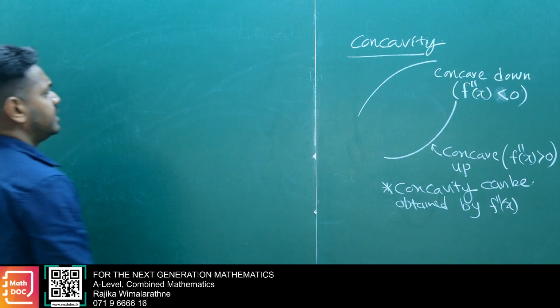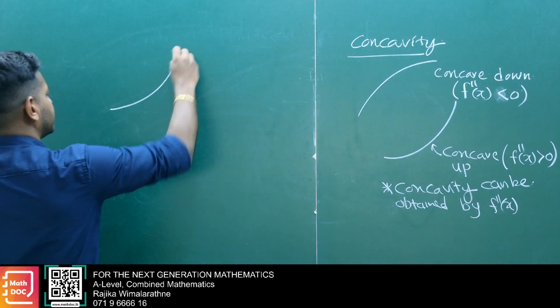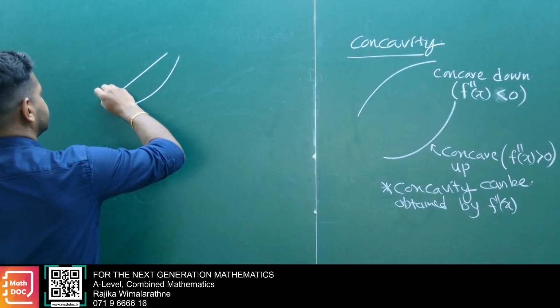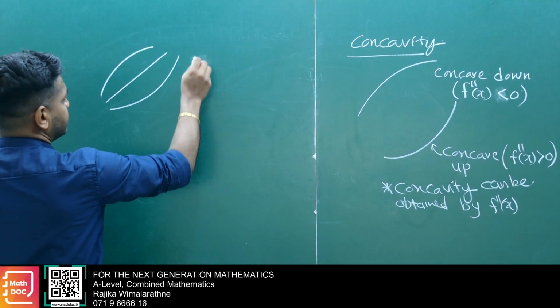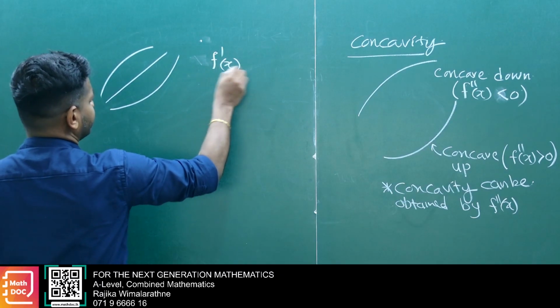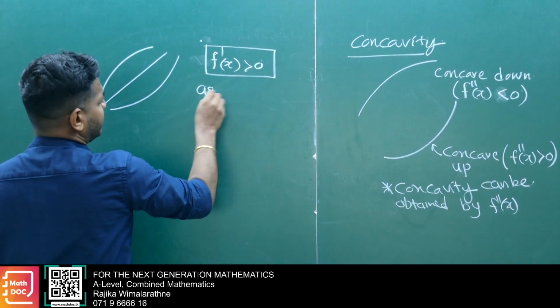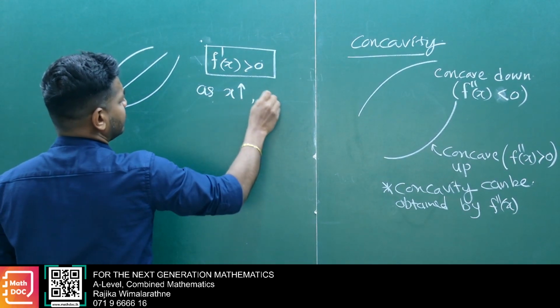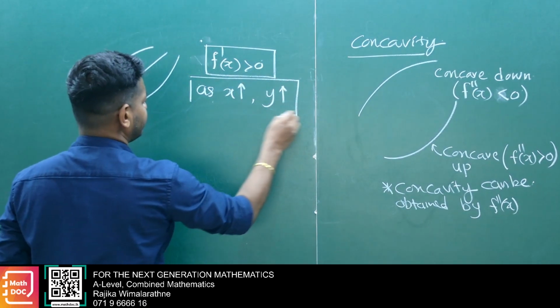Okay. Now we have increase in functions. Here there are three types. These are increase in functions. For all cases, f dash x is greater than 0. Then as x increases, y increases.